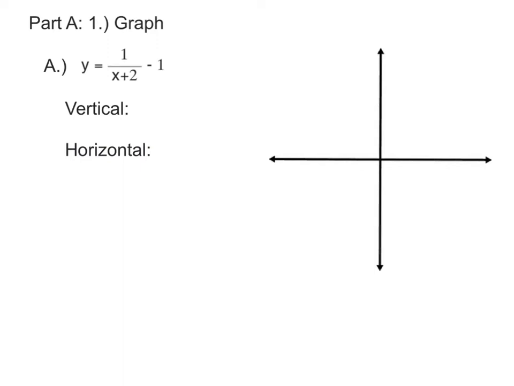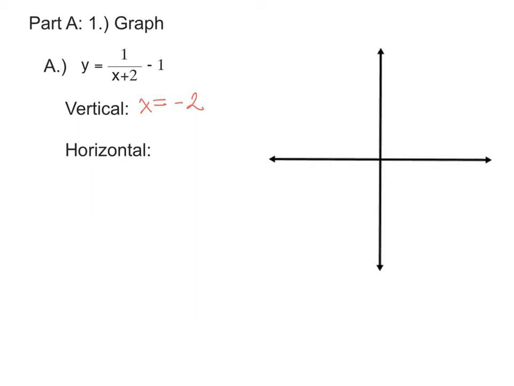When we're going to graph the reciprocal functions, the first step is to identify the vertical and horizontal asymptotes. The vertical asymptote is going to come from the denominator of the fraction. And the thing is, we do not want the denominator to equal 0. So which x value would make the denominator equal to 0? Well, that would be when x is equal to -2.